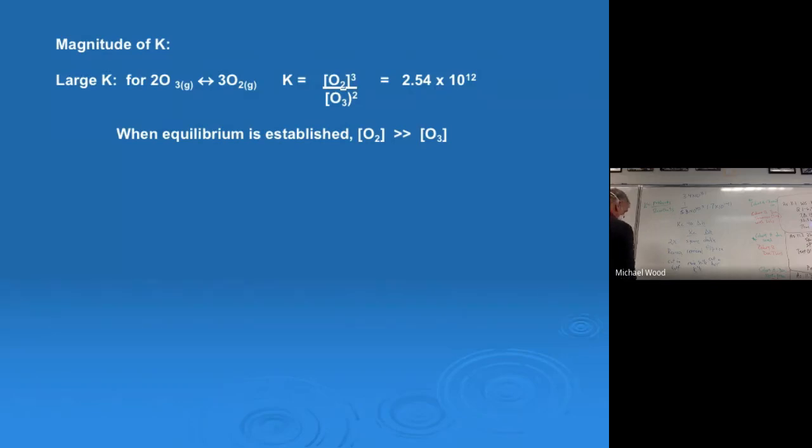Well, if K is large, and I'm going to talk about large in just a couple of minutes, that means the number in the numerator is greater than the number in the denominator. That makes sense to me. So if K is large, then there are more products than reactants. And if K is small, and I'll talk about what I mean by small in a minute, that would mean the number in the denominator is larger than the number in the numerator. So the reactants would be greater than the products.